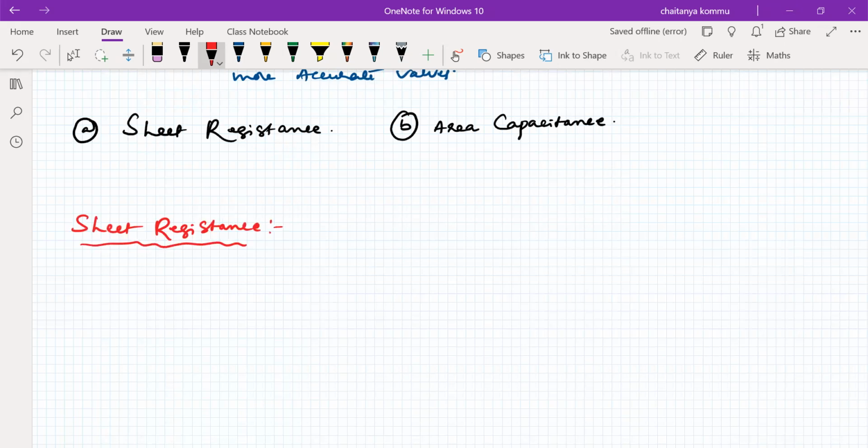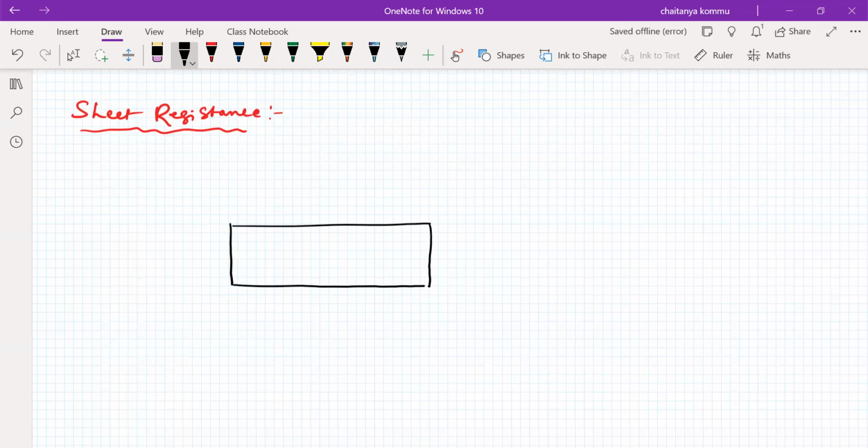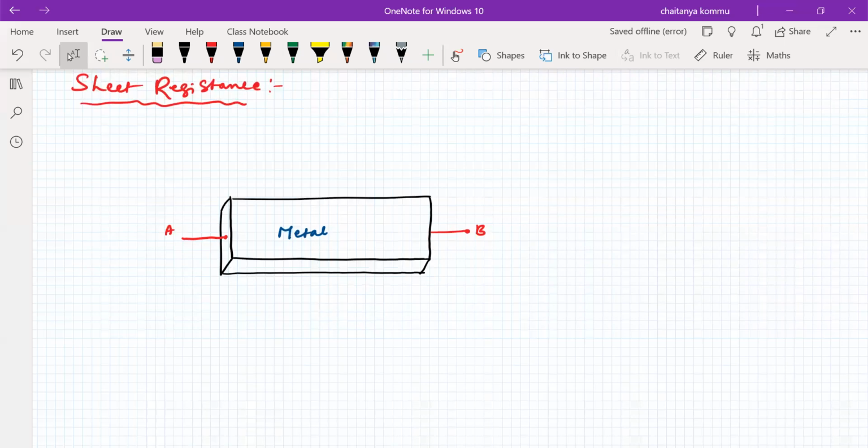What do you mean by this? The sheet resistance is something like this. For example, you consider one material, a metal, aluminum metal. If you want to find out the resistance from A to B, I want to calculate the resistance of this material. So what can I do then?